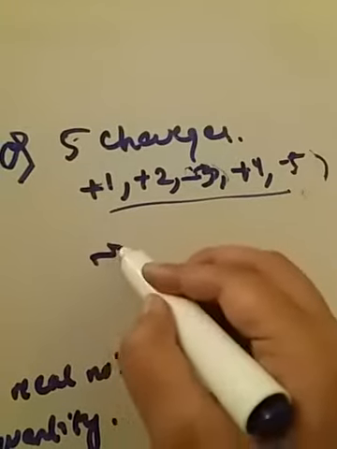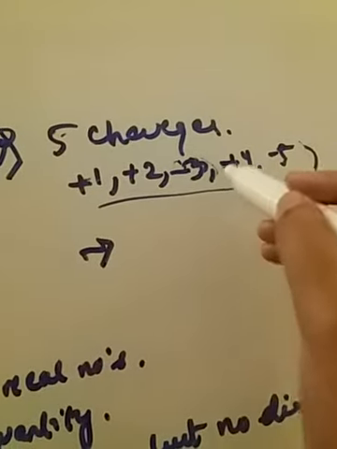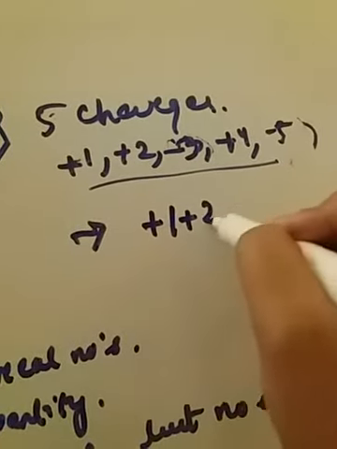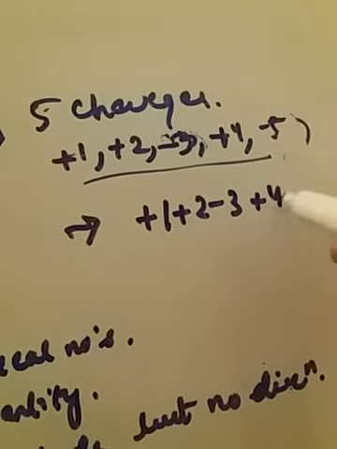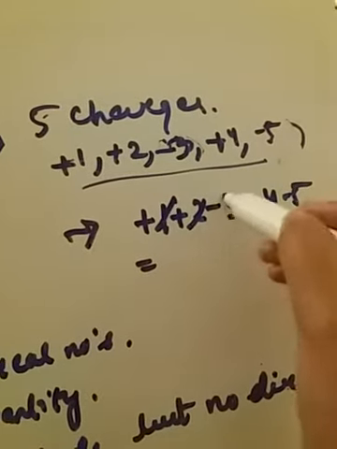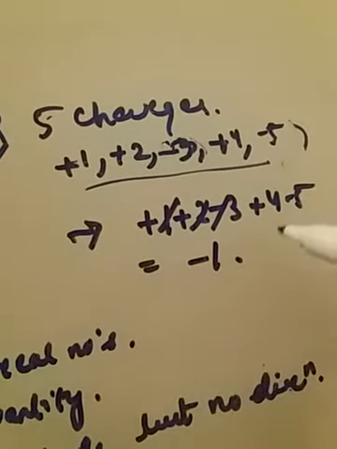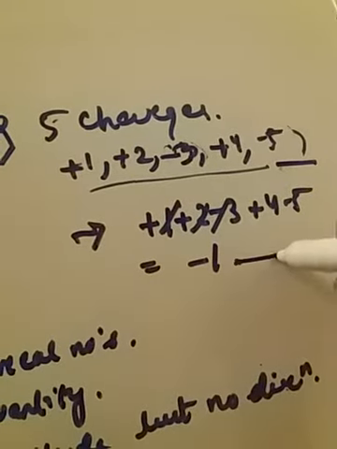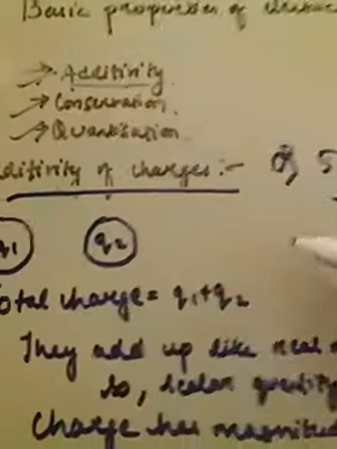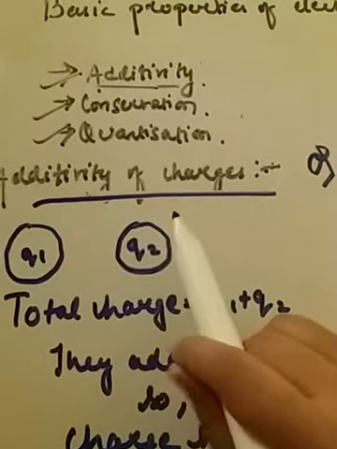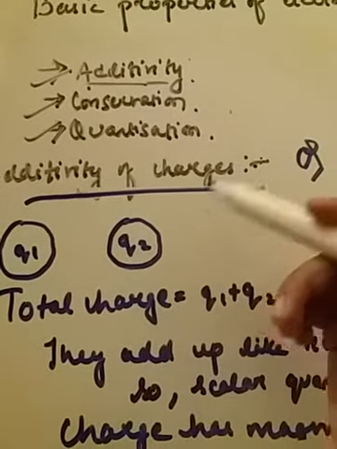So the answer is Q1 plus Q2 plus Q3 plus Q4 plus Q5, that is plus 1 plus 2 minus 3 plus 4 minus 5. What will the answer be? Here the terms cancel out and the answer is minus 1, in the same unit. So like this the scalar addition goes on. This is the additivity of charge. Nothing more is given in your syllabus.